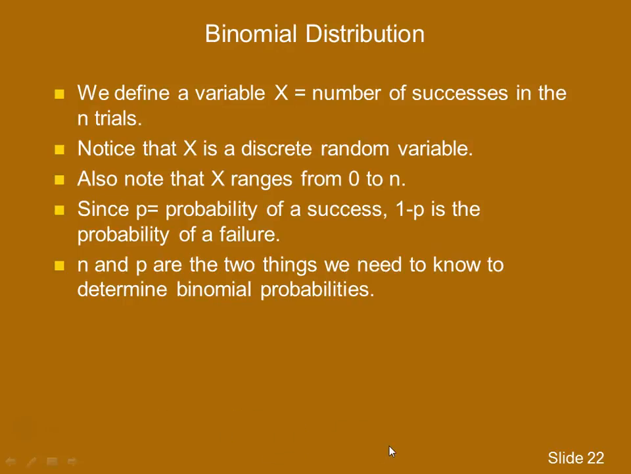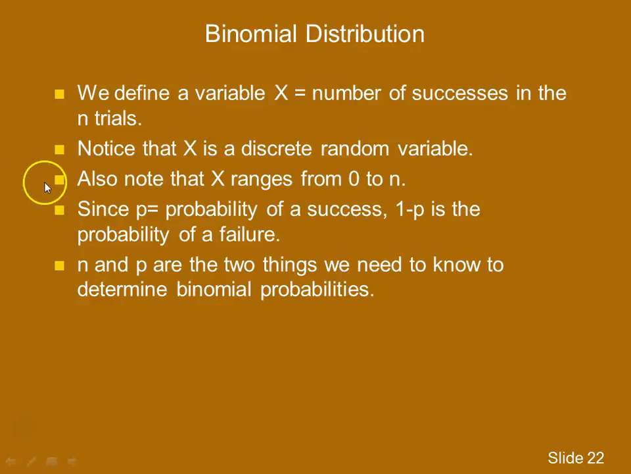Now, we still don't have a variable yet, but we're going to define one now. We define a variable x to be the number of successes in the n trials. Notice that x is a discrete random variable. X could be 0 successes, it could be 1, it could be 2, but it can't be 6.36. So it is a discrete variable.